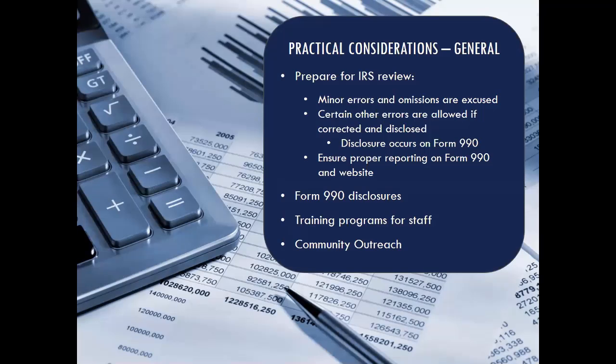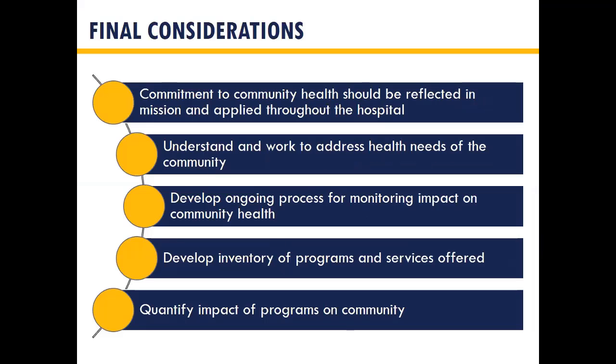And then just make sure you're prepared in case of IRS review, checking your website, making sure you've got things on there, making sure that answers on your Form 990 are consistent with what you've actually done. We do see that sometimes too, that there are things that are answered on the 990 that don't really correlate with the report itself. Making sure your staff is aware of these requirements, and especially those that are doing community outreach.